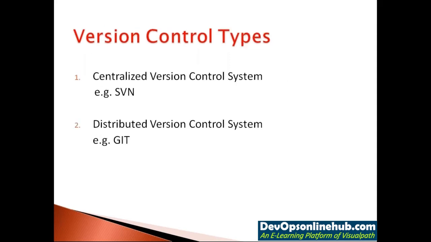After that, there are two types of version control system: one is the centralized version control system and the other is the distributed version control system. We will see the difference between both, and from that we will get to know which is better and what to use in our project. The version control system, in short form, is VCS. For centralized VCS the example is SVN, and for DVCS the example is Git.